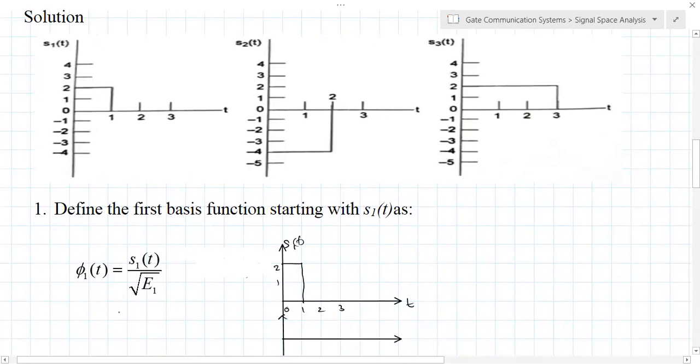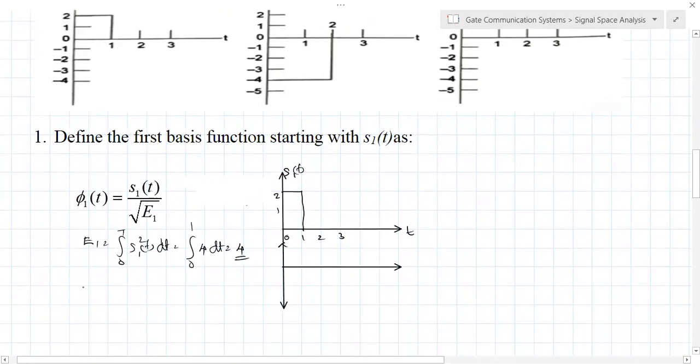So in order to evaluate phi 1 of t, we need to find E1. So E1 is actually the energy of the signal S1 of t. So the integral of S1 of t, the whole square dt, gives you E1. We can see that the signal exists from 0 to 1, so the integration becomes 0 to 1. And here it is 2, so you can put 4, 2 square becomes 4, and the answer will be 4. Okay. So you'll get energy is equal to 4.